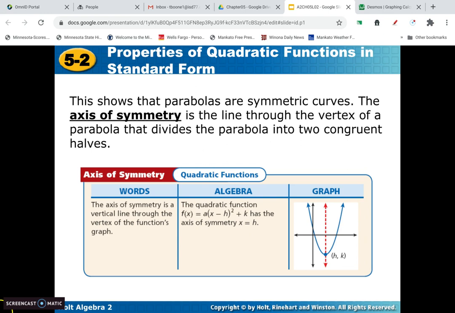And if it's in this form, where you have a times x minus h squared plus k, x equals h is that axis of symmetry because that is where the vertex is. Remember how we move that? That tells you whether you move it right or left, and then k is if you move it up or down. The x value there, which is h, actually gives you the vertical line that cuts right through the vertex and cuts that in half and has that symmetry.